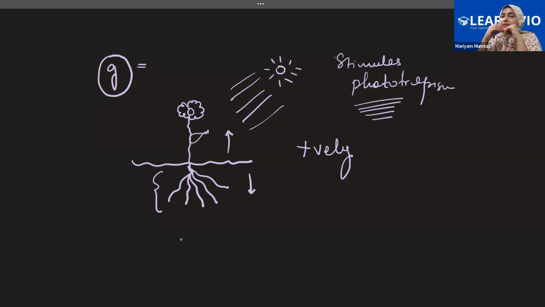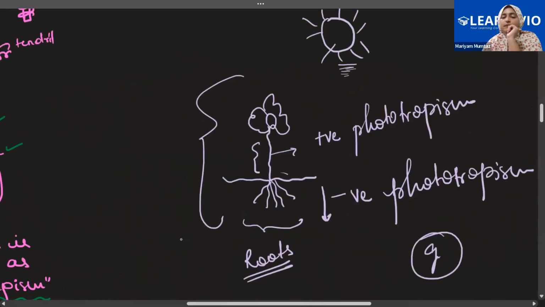So this is what I mean by saying that when we talked about the nastic movements, those were the movements that were totally not dependent on the stimulus direction, isn't it? But then we come here to tropic movements. Now they are dependent. Now they can be positively tropic or negatively tropic, meaning towards the stimulus also, away from the stimulus also. That is why they have two kinds.